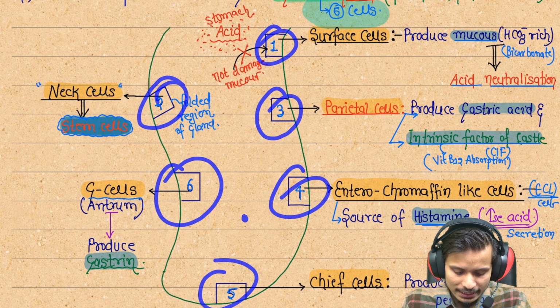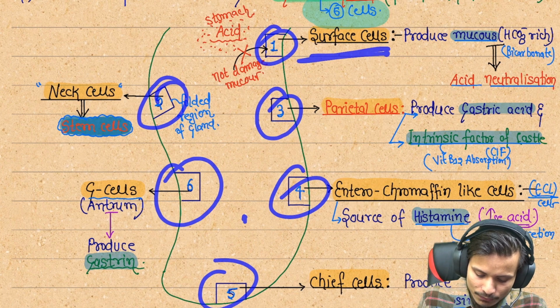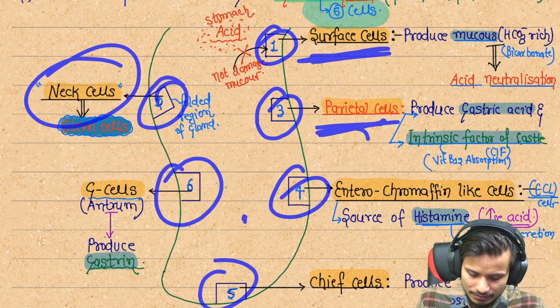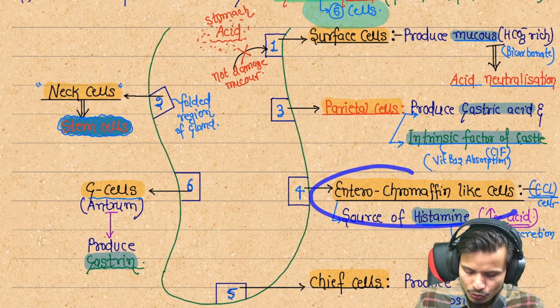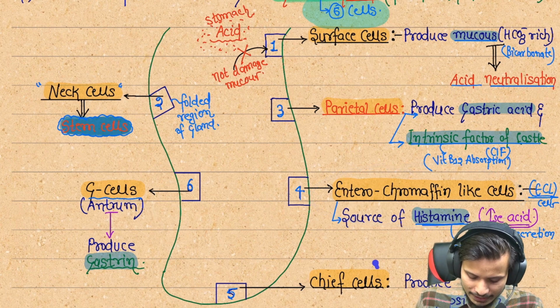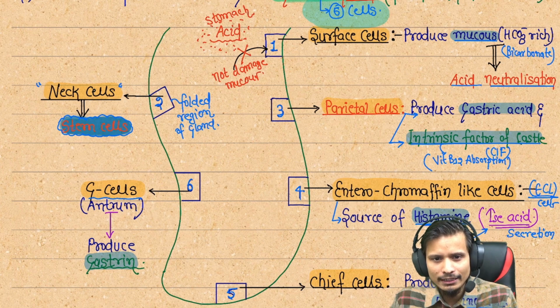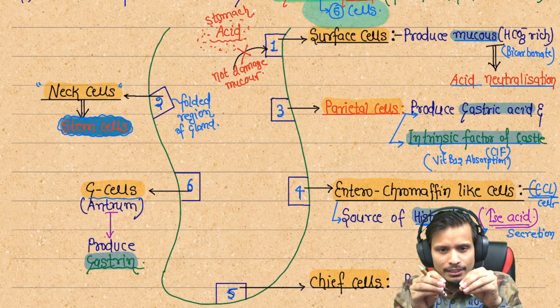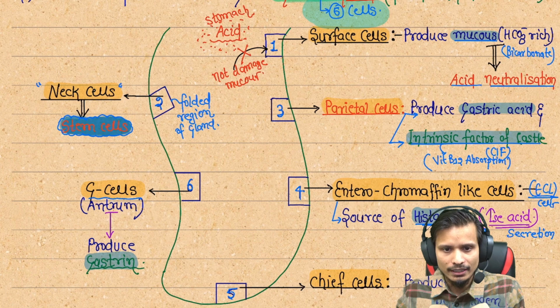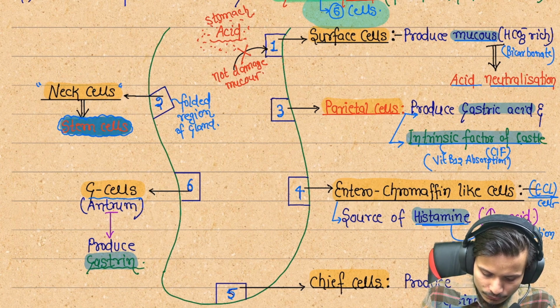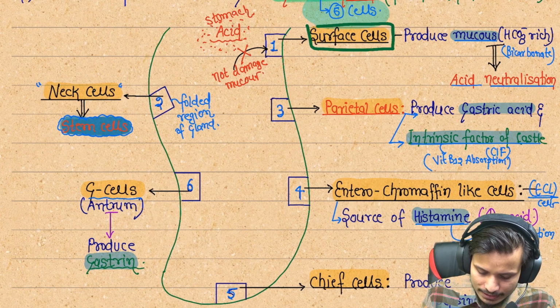What is the first cell called? The first cell is the surface cell. The second cell is the neck cell. The third cell is the parietal cell. The fourth cell is the enterochromaffin-like cell. Then we have the chief cells or G cells. In one line we can say it like this. All these cells are situated in one gland, the gastric gland, which is also called a gastric pit.